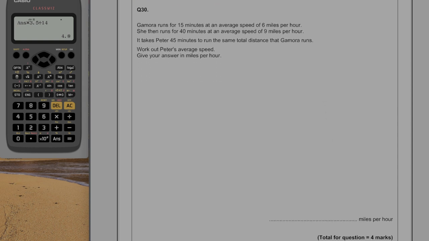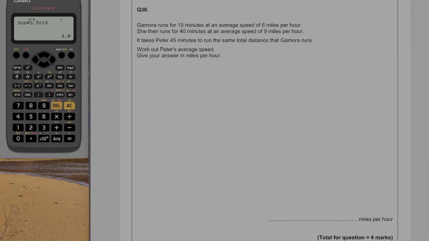Right, question 30. Gamora runs for 15 minutes at an average speed of 6 miles per hour. She then runs for 40 minutes at an average speed of 9 miles per hour. It takes Peter 45 minutes to run the same total distance that Gamora runs. Work out Peter's average speed, giving your answer in miles per hour.